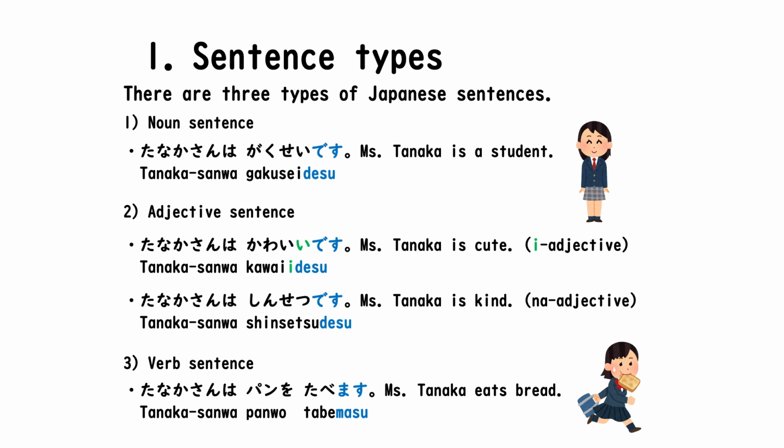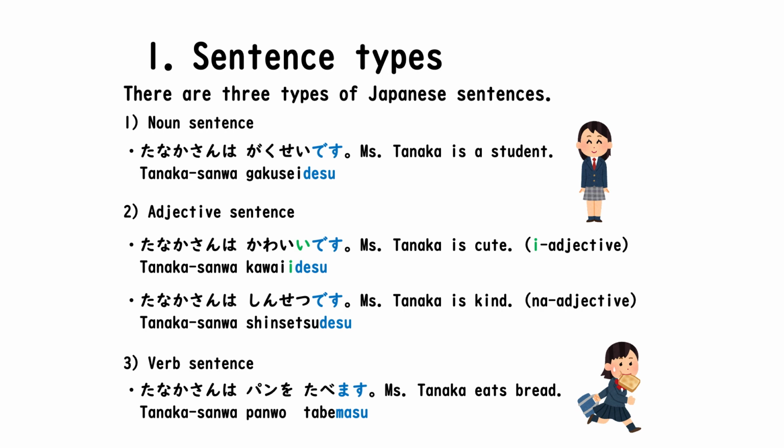There are two types of adjectives, い adjectives and な adjectives. The first example here is い adjectives. In the first sentence, the adjective かわいい (cute) is called an い adjective because there is an い at the end of かわいい. In the second sentence, the adjective 親切 is called a な adjective because there is no い at the end of 親切.